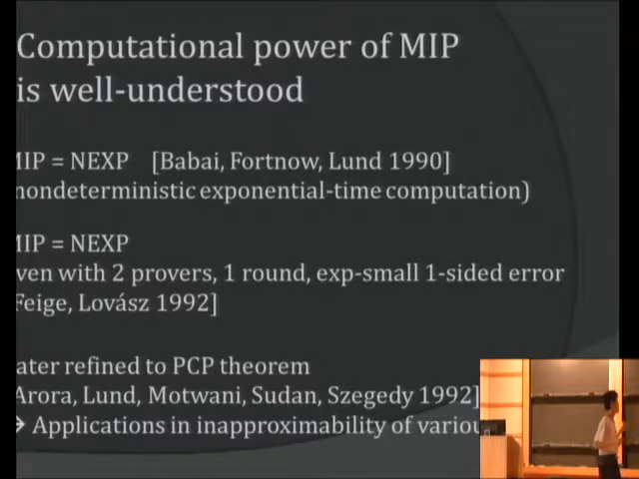And also, we know the same holds even if we restrict the model quite a lot. So even if we only have access to 2 provers, and we have to ask questions and receive answers in 1 round, and we only allow exponentially small one-sided error, this class is still equal to NEXP.